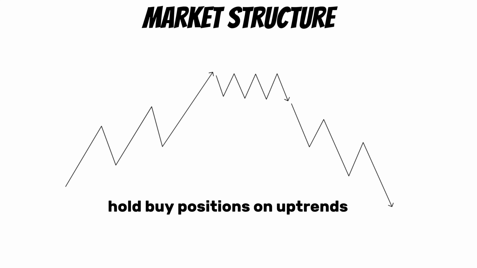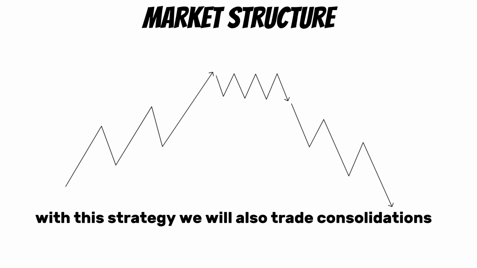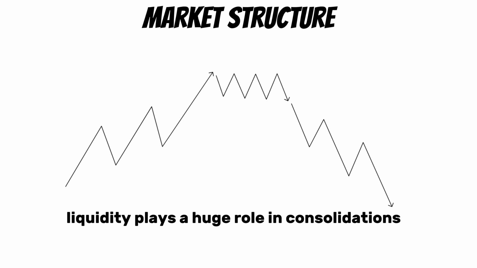Now, the simplest plan is to simply hold buy long positions when we see the market following an uptrend, and hold sell short positions when we see the market following a downtrend. Most traders avoid trading consolidations, and for a good reason, mostly because we cannot know for certain where the market will break out of the range. However, with the strategy we will soon talk about, we will be able to see a few trading opportunities in sideways trading ranges. And that is because liquidity plays a huge role in these consolidations.